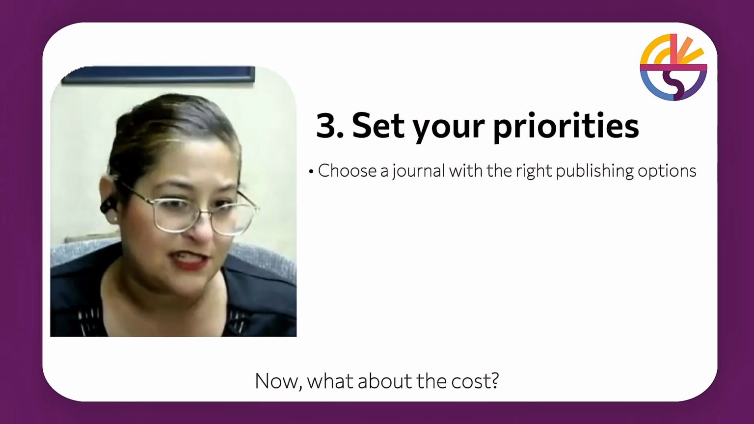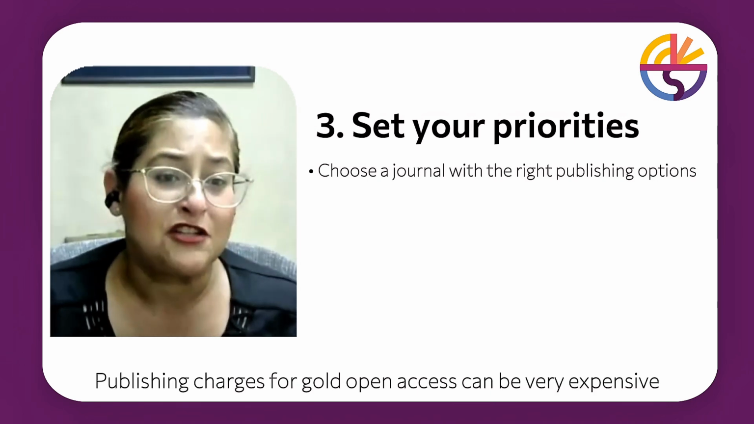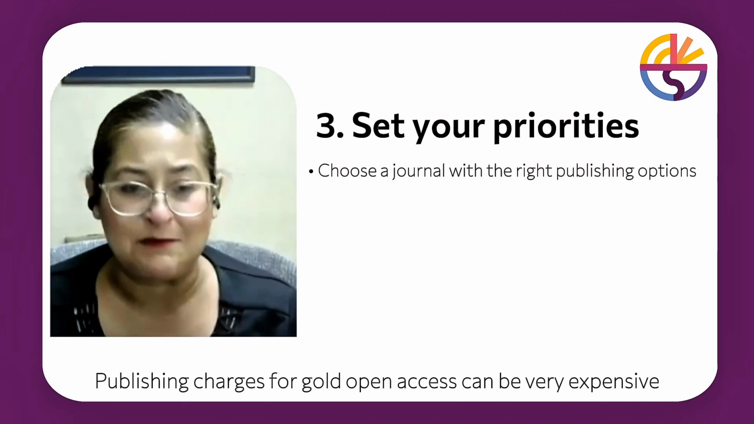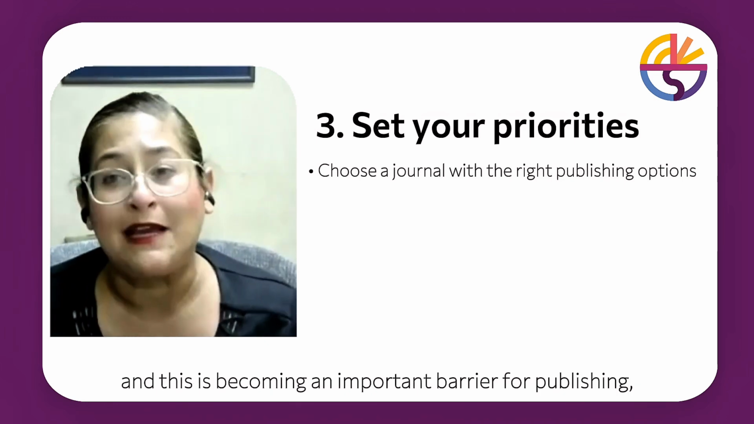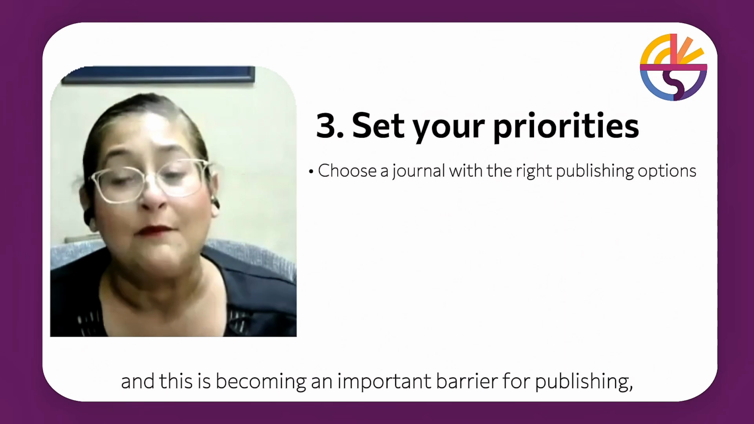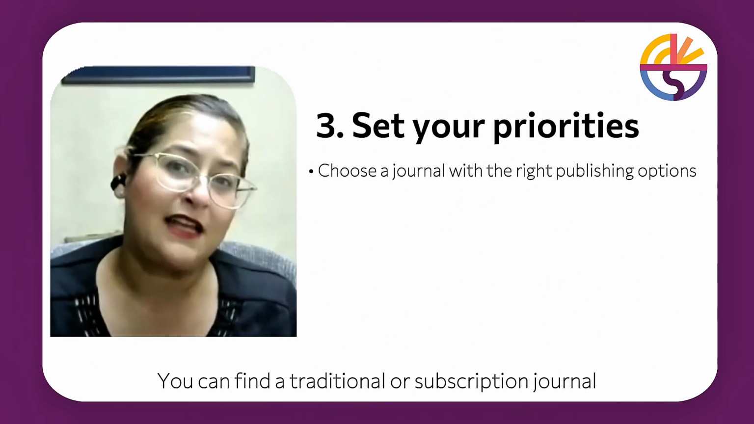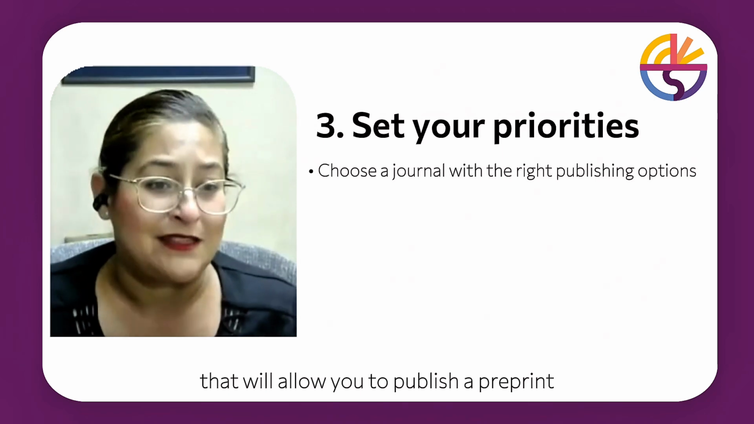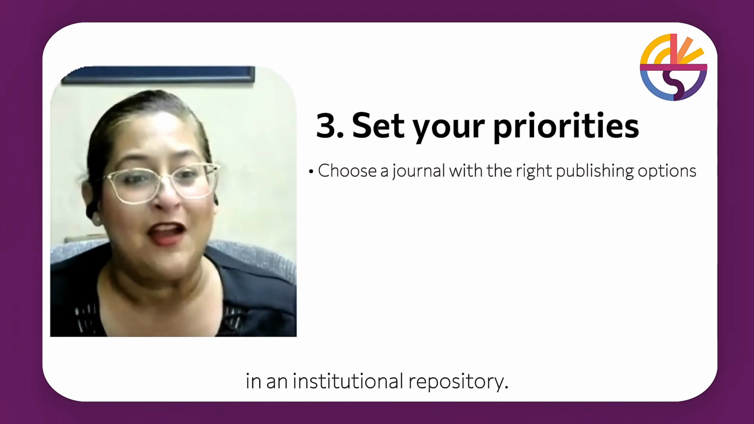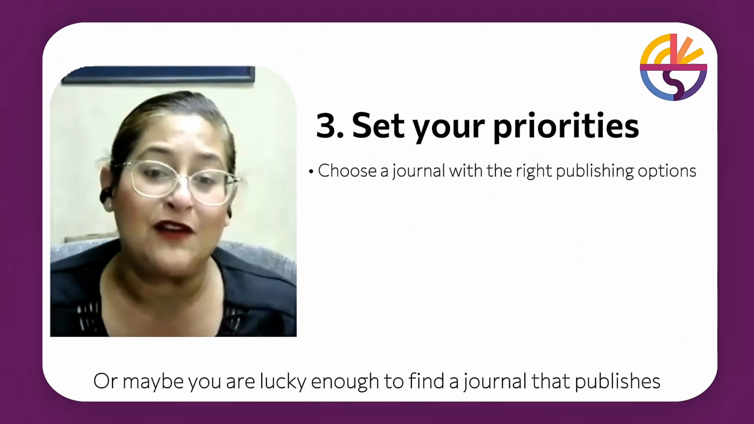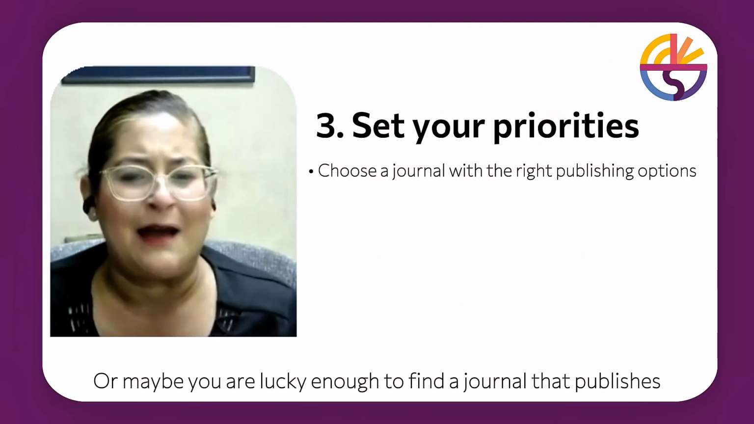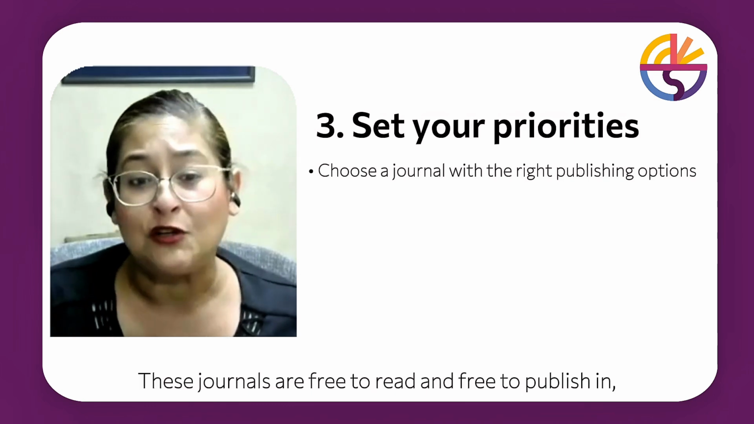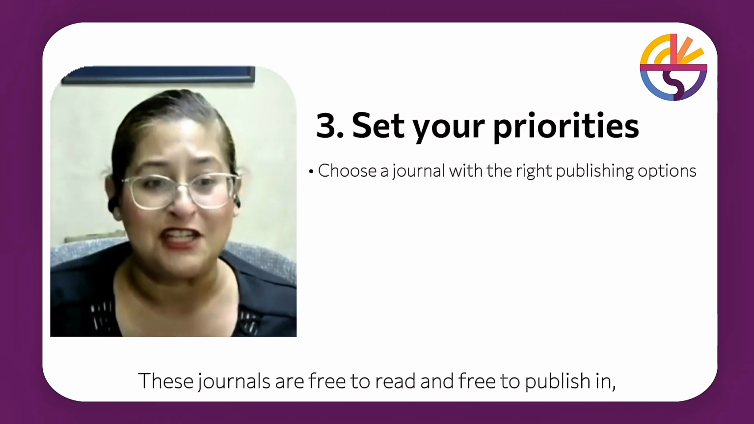Now, what about the cost? Publishing charges for gold open access can be very expensive, and this is becoming an important barrier for publishing. But you have options. You can find a traditional or subscription journal that will allow you to publish a preprint in an institutional repository. Or maybe you're lucky enough to find a journal that publishes in the Platinum Open Access model. These journals are free to read and free to publish in.